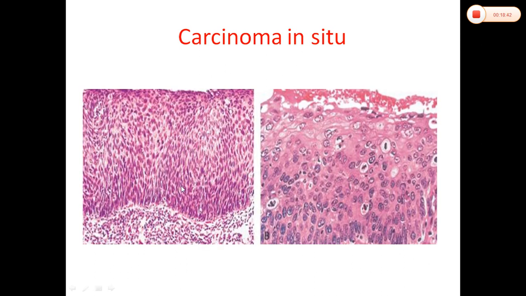So this is the low power view. The left side picture is the low power view of carcinoma in situ. Here you can see the dysplastic cells involving the entire thickness of the epithelium. The right side one is high power view. Here you can see the loss of normal differentiation of cells along with marked cellular and nuclear pleomorphism, and numerous mitotic figures are there extending towards the surface.